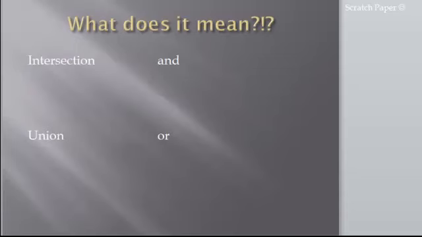So what exactly does it mean? If you have an intersection, it means and. Now remember, an intersection is this symbol, like this. And the union is this symbol.